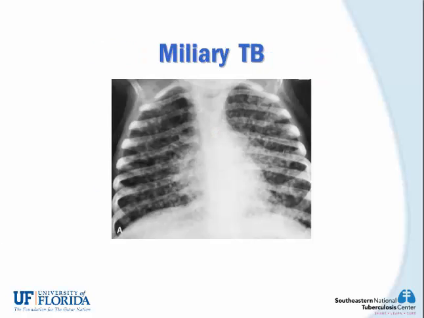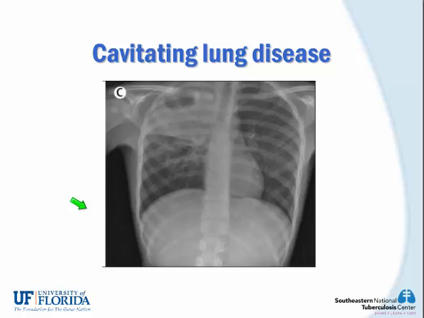Another presentation is miliary TB. I think everybody is familiar. This happens in malnourished children and children with TB, where there is disseminated tuberculosis. And finally, cavitating lung disease. This is a patient who has tuberculosis, and here is presenting with a cavity. And this is also a manifestation of pulmonary TB.